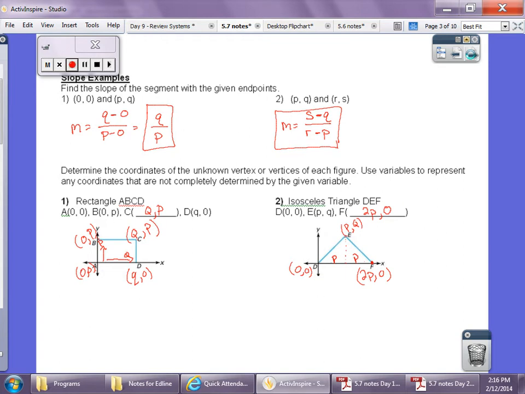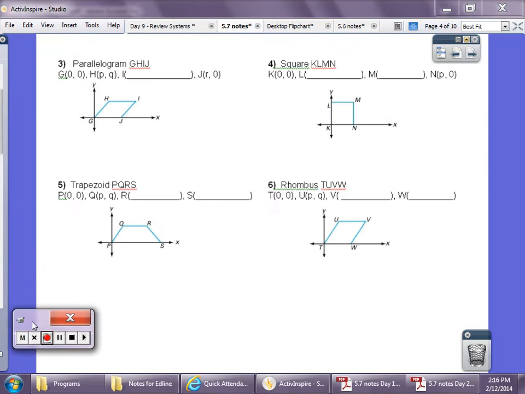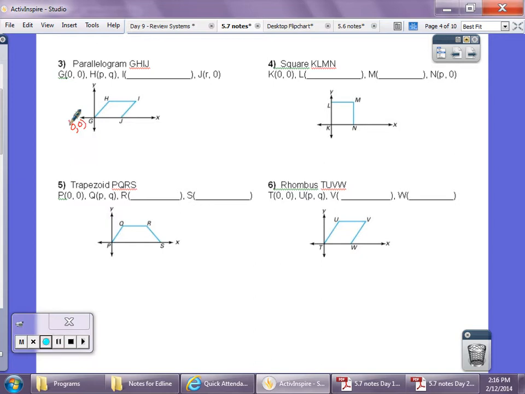Now we get into a parallelogram. So if we look at this parallelogram, we have G is 0, 0. H is P, Q. We don't know I, but we know J is R, 0. Well, one thing that we know about I is that it has the same Y value as H, so H's Y value is Q. So it has to be Q.